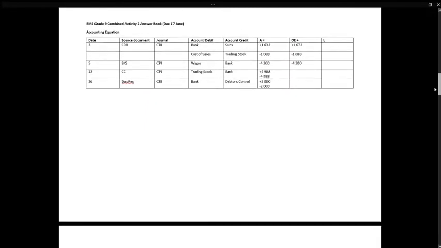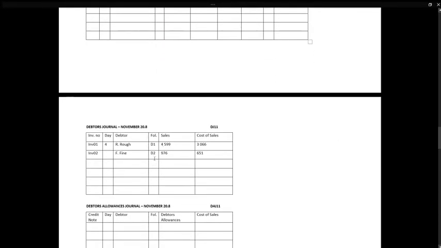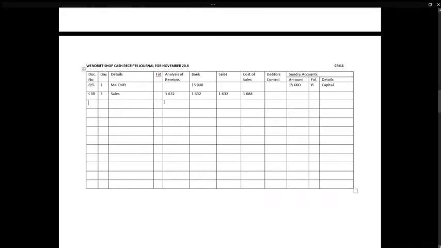Then on the 7th, F. Fine paid 12,000 Rand directly into the bank account of Wendriff Shop. We already know that F. Fine is a debtor. We gave him the ID of D2. So in our cash receipts journal, his ID will remain D2. Right, so cash receipts journal, the source document will be bank statement because he paid directly into the bank account.